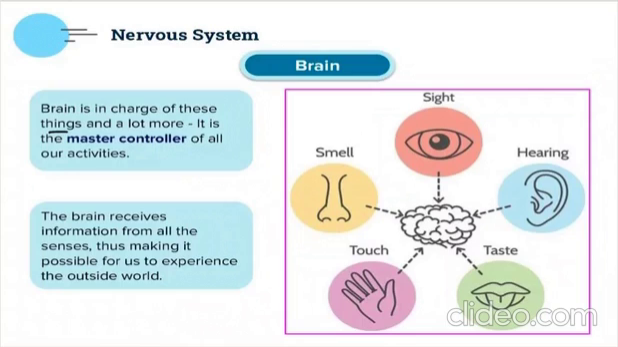The brain receives information from all the senses, making it possible for us to experience the outside world. The brain is the organ through which all the senses give their information. Like if you read a question with your eyes, that question goes into the brain. Now the brain finds an answer, and if you know the answer, you immediately write it. That is what the brain helps us to do.